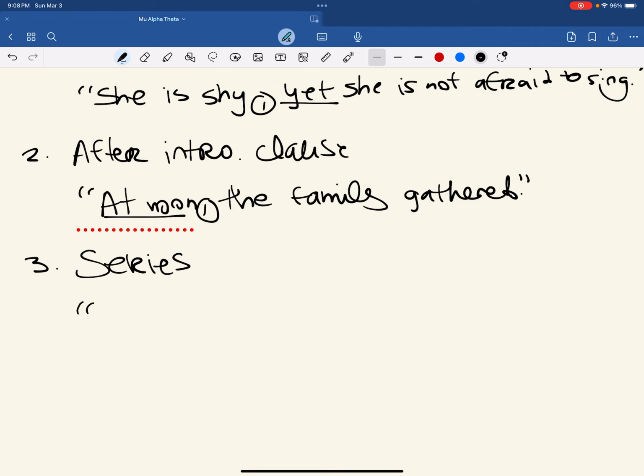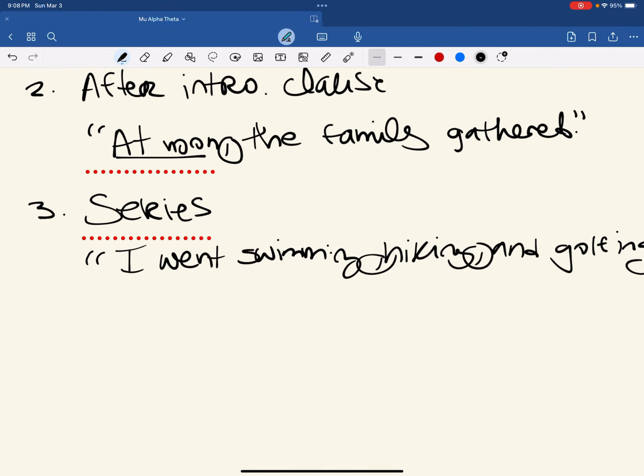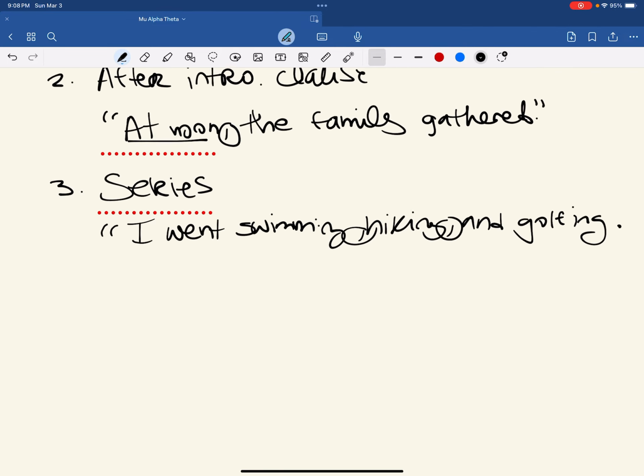Example, I went swimming, hiking, and golfing. Period. You need the comma right there. So make sure you put the comma also before the and. It's a debate whether there shouldn't be or should be a comma before the and, but grammatically there should be one right there.